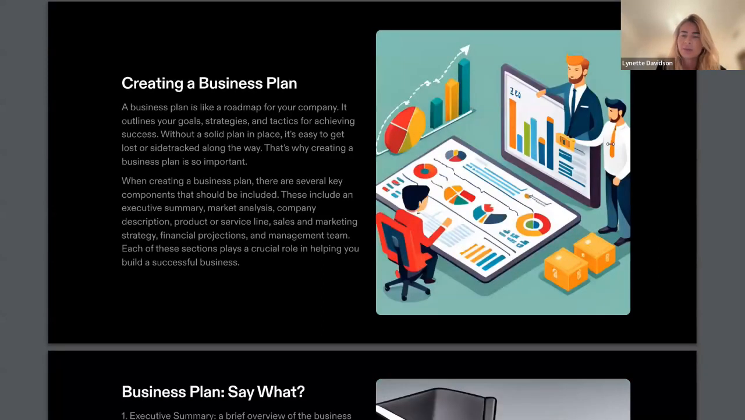When you want to create a business plan, there are several key components that should be included. These include an executive summary, market analysis, sales and marketing strategy, along with financial projections and management team. Each of these sections, they play a crucial role in helping you build a successful business. Why is it so important for you to have any plan? Because if you are going to set up a company, or especially in the first year or first 2 or 3 years, you may not know the direction you're heading to.